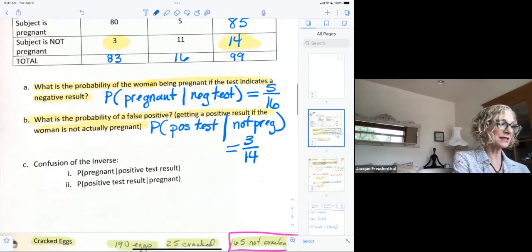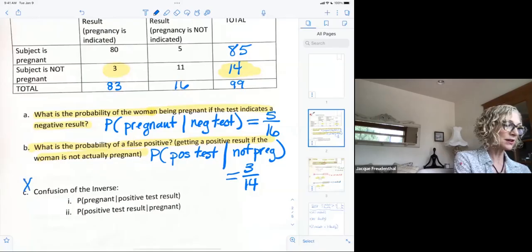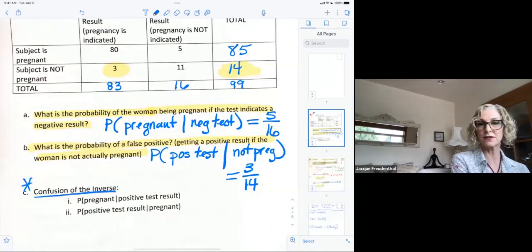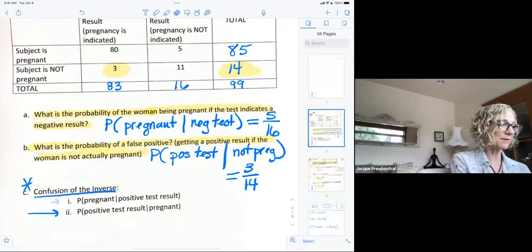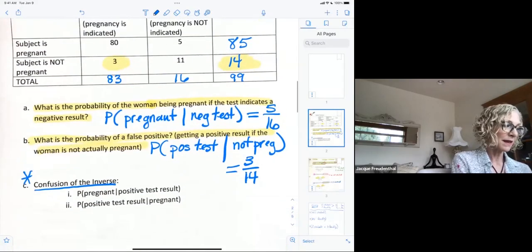So let's now explore this idea, which is called confusion of the inverse. As I look at part 1 and part 2, part 1 is the probability of being pregnant given that there's a positive test result. If I flip the order of that, that's number 2. What's the probability of a positive test result given that the woman is pregnant? So are these the same probabilities? That's what we're exploring.